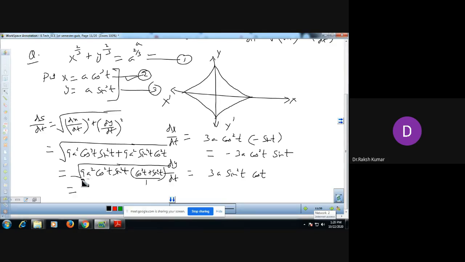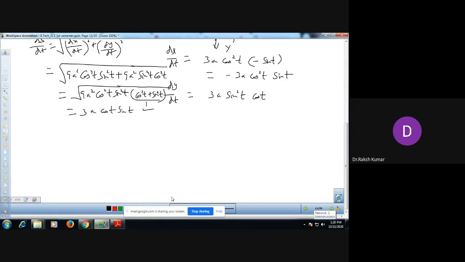you can use the value. Square root of 9 is 3, square root of a square is a. This is cos of t into sine of t. So this is the ds over dt. So by the formula we have been able to find ds over dt. Now you can find the required surface area. The formula is 2 pi y ds over dt into dt. This is what we need to use, and you can substitute the value.